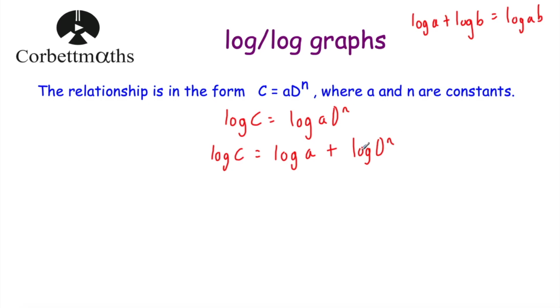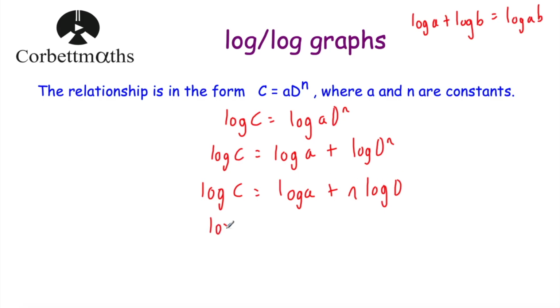Okay, now if we have a look here, we've got log D to the power of n. Now think back to our third law of logarithms. If you've got a power, you can bring it down. So we'd have log C is equal to log A plus, and then bringing the power down, n times log D. And then finally, I'm going to swap these around.